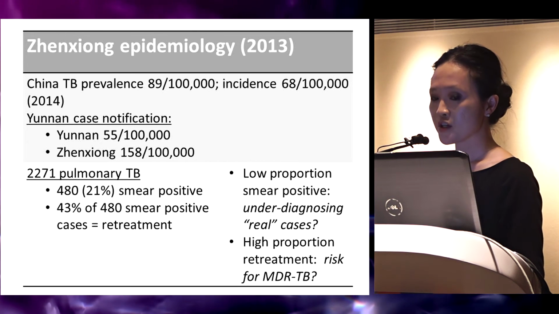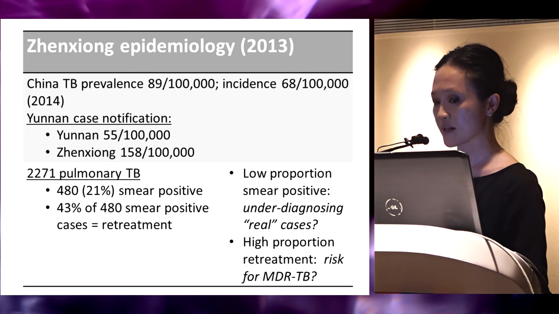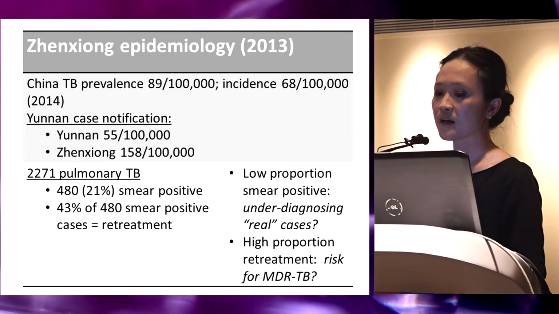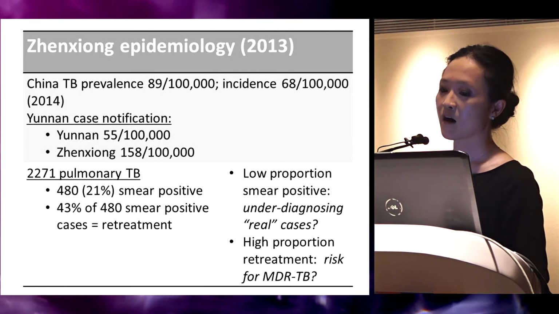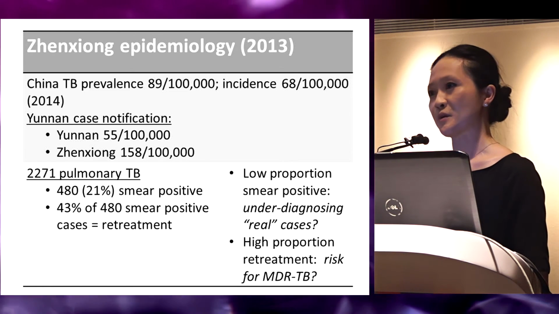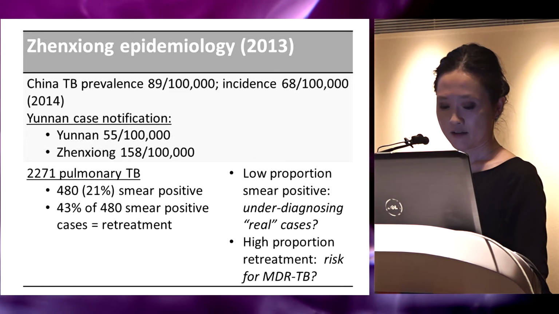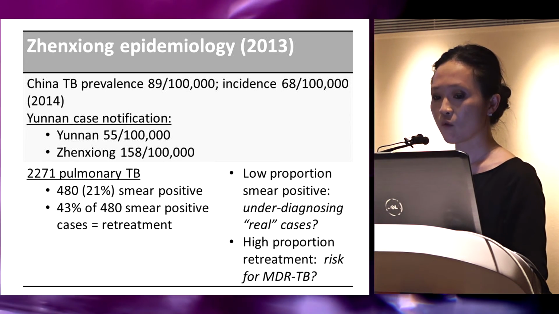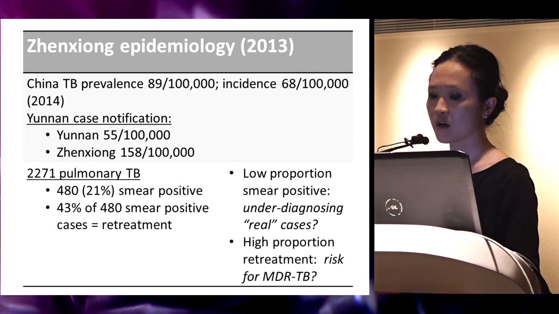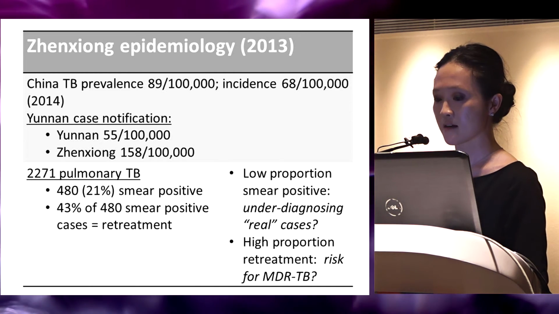Now, one of the major issues in Zhenshong is a very low proportion of smear positivity. Only 21% of the 2,200 patients were actually smear positive. So the question here is, are we underdiagnosing the real TB cases, and are we overdiagnosing people who don't actually have TB? The second challenge here is that among the 480 smear-positive cases, 43% of them were retreatment cases. So the question here is, is there a high risk and a high proportion of MDR-TB in this population?